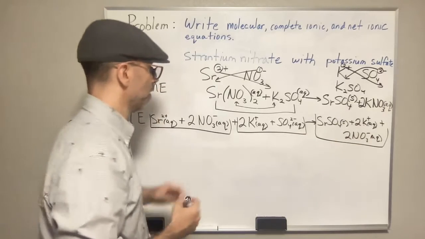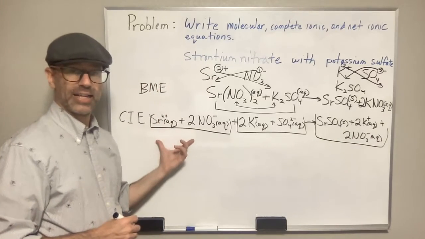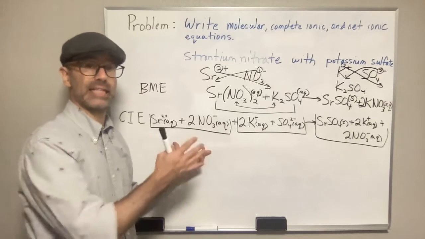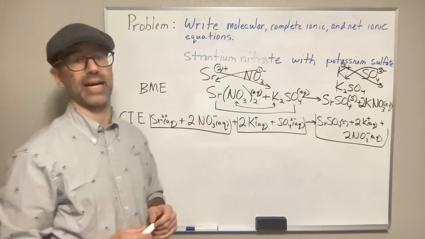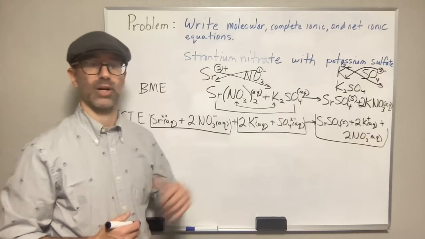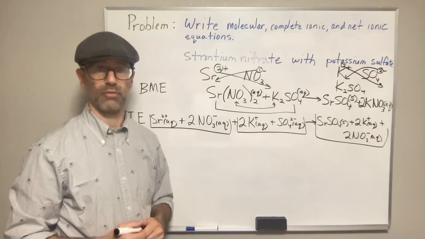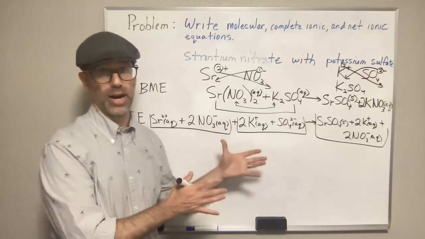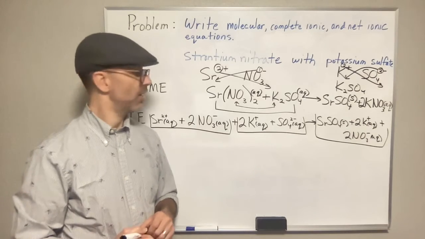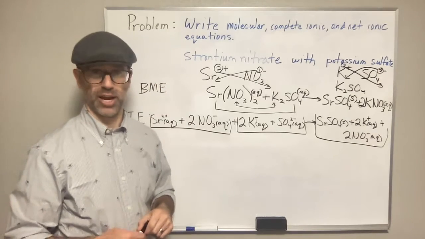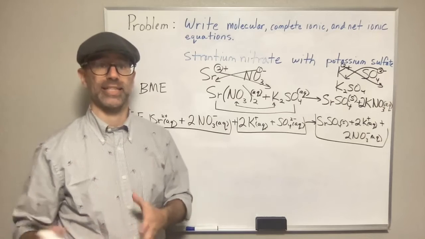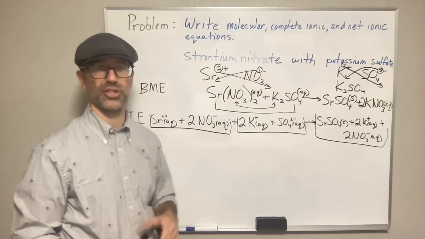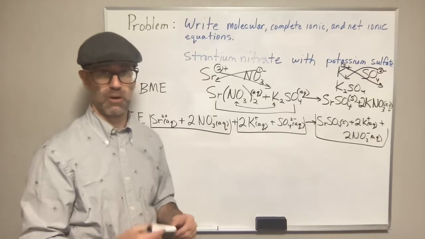So when we write our net ionic equation, what we're looking for are the spectator ions. We're going to eliminate the spectator ions from our complete ionic equation, and we're going to be left with whatever is part of the reaction. And that's why we call it a net ionic equation, because the spectator ions have been removed. So think of it like your paycheck. Your net pay is what you get after taxes are taken out. So we call this a net ionic equation after the spectator ions are taken out.